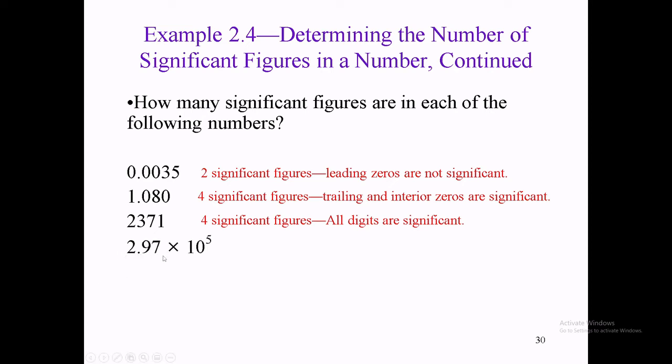For 2.97 times 10 to the 5th, we know that when we write things in scientific notation, we're only writing the significant figures here in the decimal portion. So this is going to be 3 significant figures.